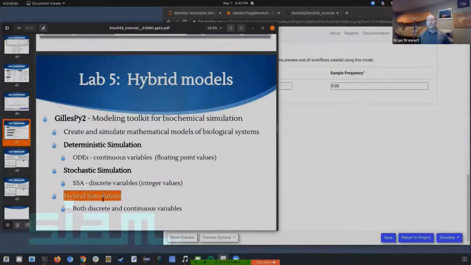But it turns out that there are sometimes situations where you'd like to do both, or perhaps you don't know what you want. And that's really our objective here, to take these sorts of really hard decisions and try to make them automatic. So we want hybrid simulation to have both discrete and continuous values.